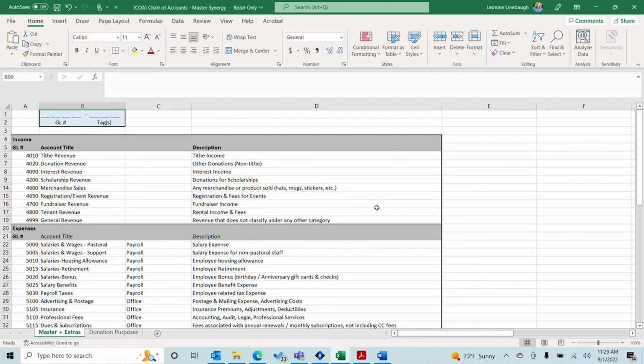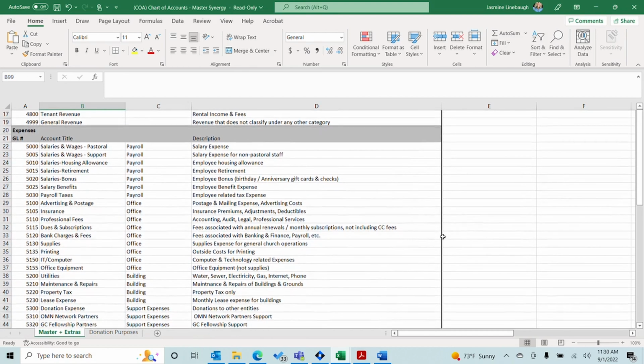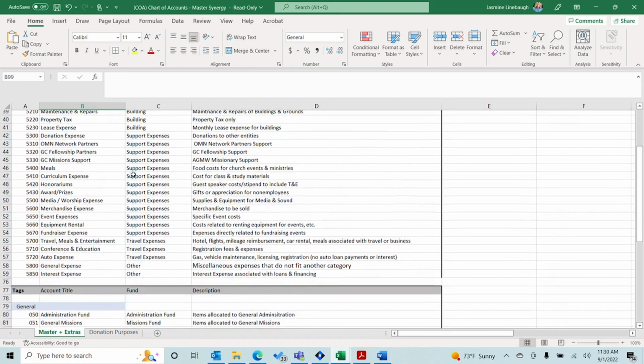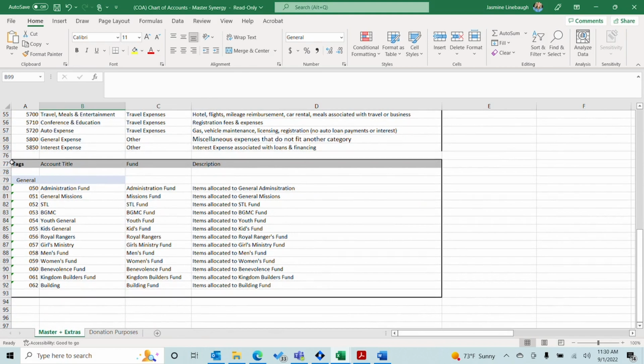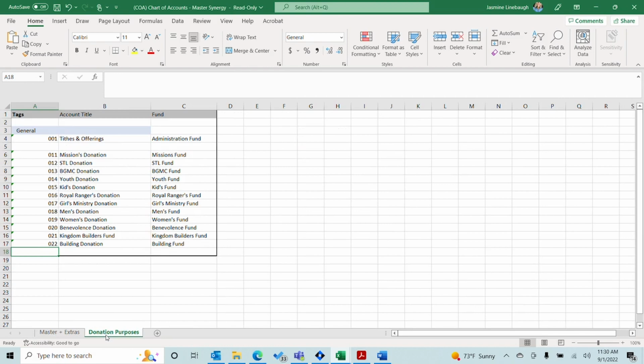First is the top portion up here that says income. Incomes are your church's revenues, money that is coming in. On the side, there are 4-digit numbers. These 4-digit numbers are called GL numbers. The second portion is expenses, money that leaves the church. And the third portion is tags. Tags are used to tell your Synergy team member what department the funds are coming in or out of. At the bottom here, there's donation purposes. This tab is used when you are processing your weekly deposits, and I will show you an example of that shortly.